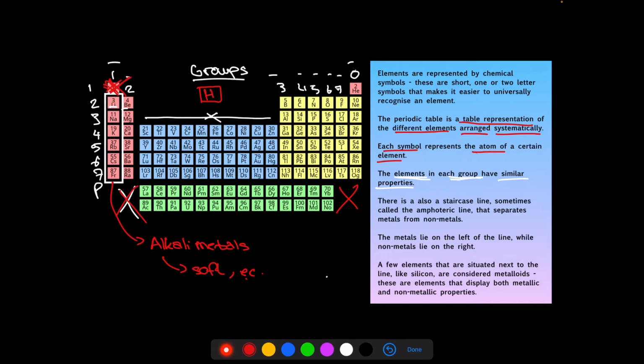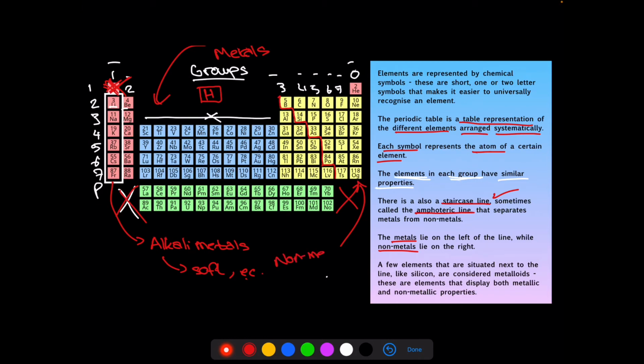So there's also a staircase line, sometimes called the amphoteric line, but you just need to call it the staircase line, you just need to be aware of it. It looks something like this, you don't need to be able to draw its exact structure, but this line divides the metals from the non-metals. So metals lie on the left of this line. As you can see, most elements are metals. All over here are metals, right? All of these we have are metals, while this side is just the non-metals.